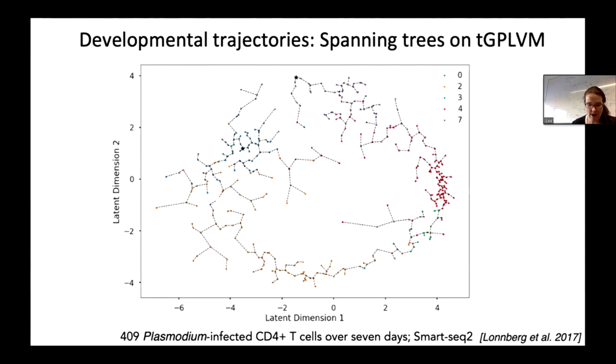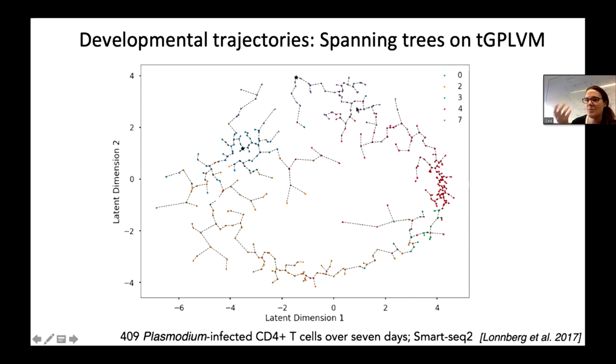Another thing we can do naively is to take our latent dimension, our latent manifold. So here's dimension 1 and dimension 2 for this data set from Lomberg et al. from 2017. These are 409 plasmodium infected cells measured over 7 days. You can see the day of the measurement taken, either 0, 2, 3, 4, or 7. The idea is to watch how these cells essentially develop over this time. What you can see here is that in general, first of all, there is this nice circle representing each of the different phases of the trajectory across time.